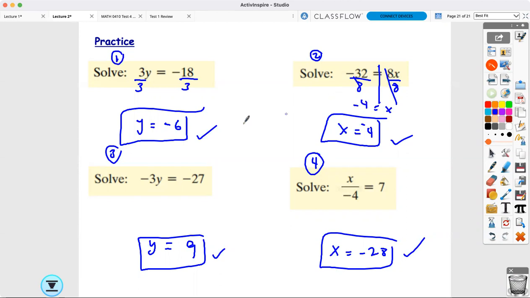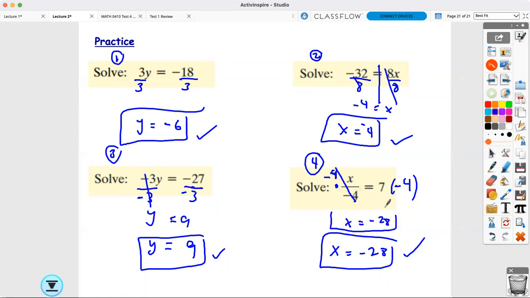Negative 32 divided by 8 is negative 4. On number 3, what do we do to get y by itself? Divide. Divide again, thank you. And two negatives make a positive 9, right? Last one. What do we do to get x by itself? Multiply by 4. Excellent. And then what we do to one side, we do to the other. Make sure we multiply not just by 4, but by negative 4, so the numbers can cancel out. We get x equals negative 28, and we're done.